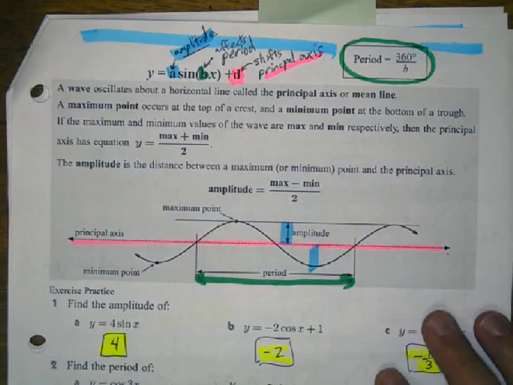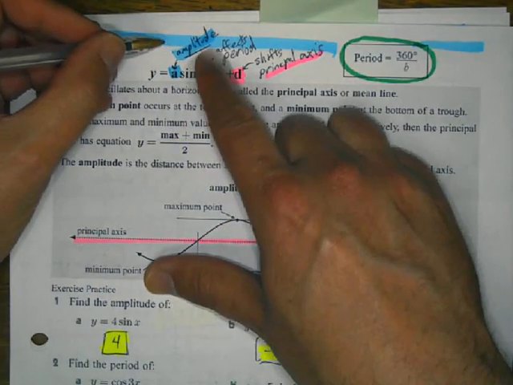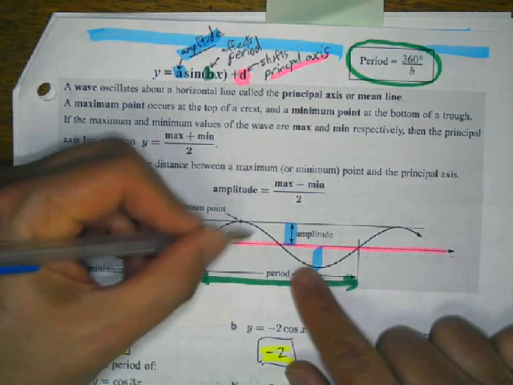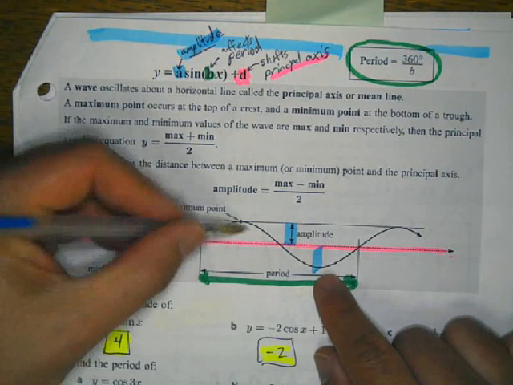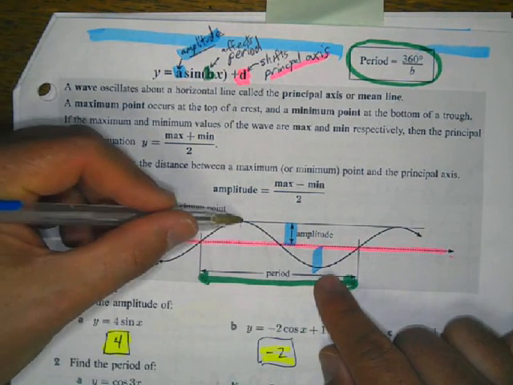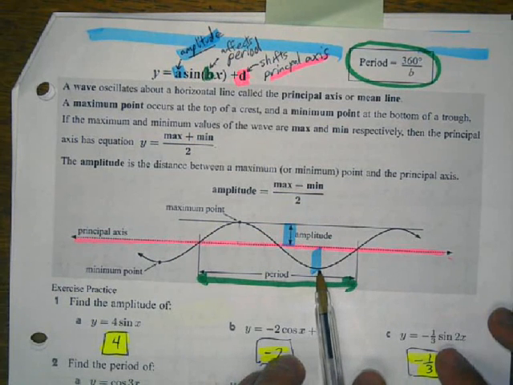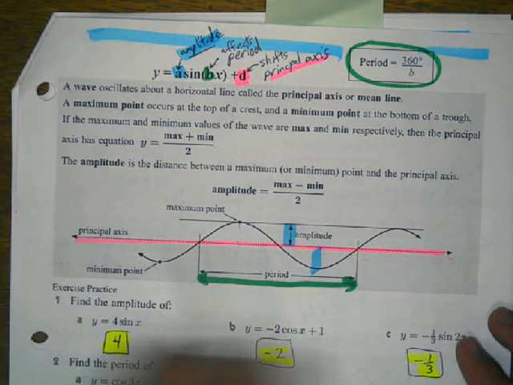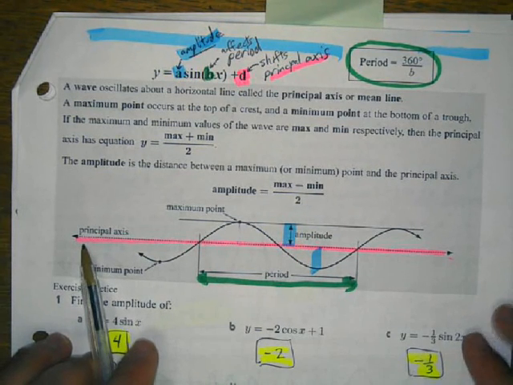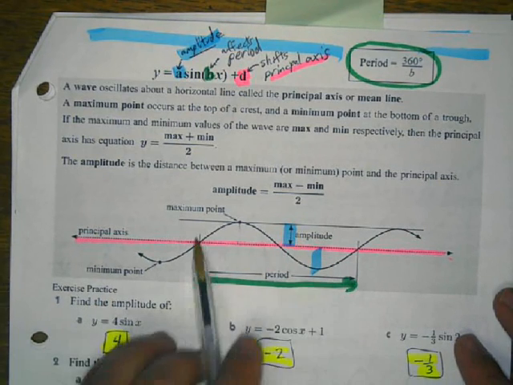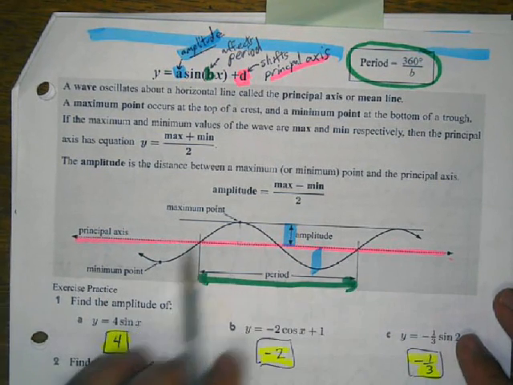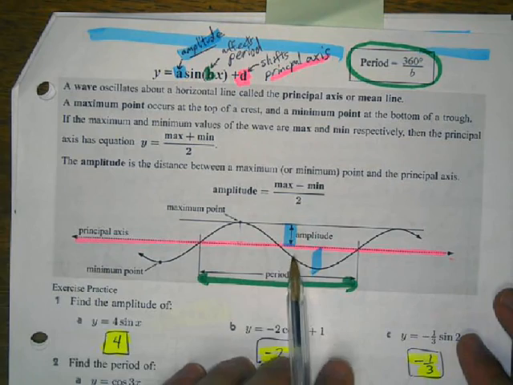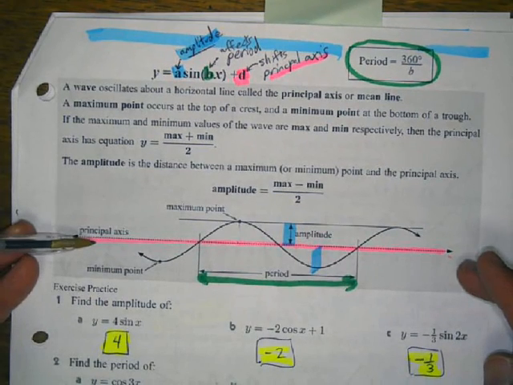Okay, so the value right here affects the amplitude. That's how high the graph goes above the principal axis and below the principal axis. So from the principal axis to the maximum, or the principal axis to the minimum, is the amplitude. The principal axis is the line that your sine or cosine wave kind of revolves around. It kind of goes between. It's the center of the wave. Okay, it's the horizontal center line that the wave goes around.